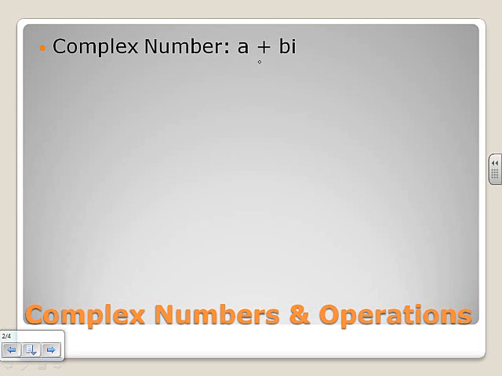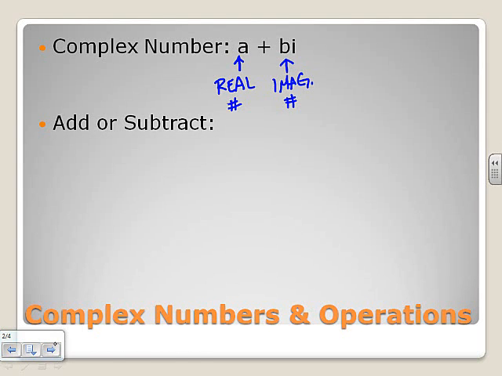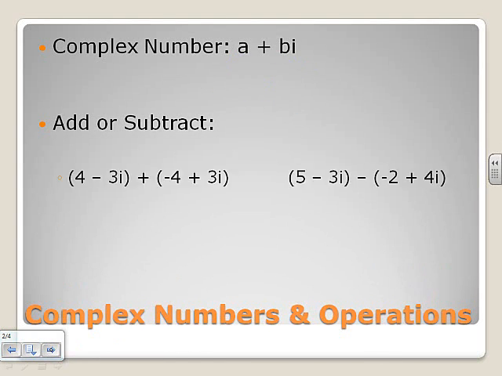A complex number is a plus bi. A is called the real part, or the real number. Bi is called the imaginary part, or your imaginary number. So let's perform some operations. Let's start with adding and subtracting.